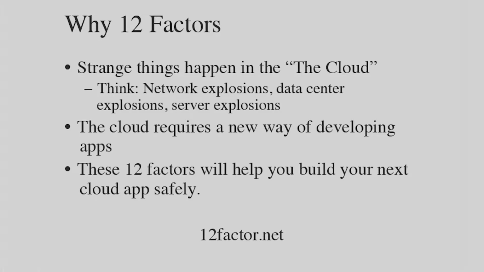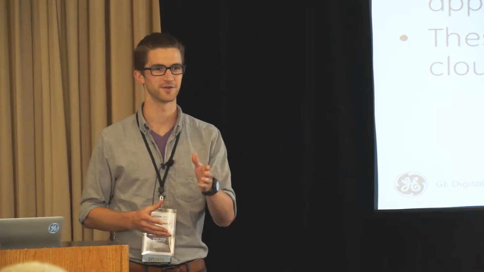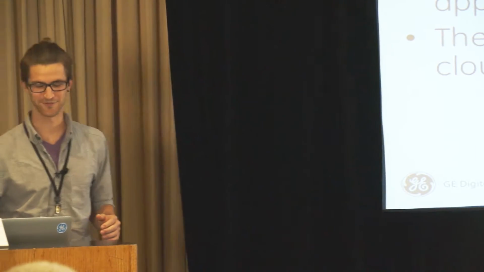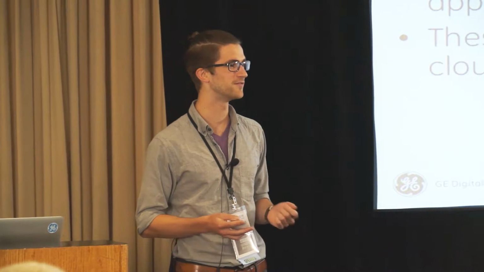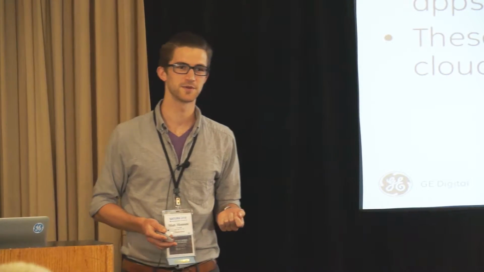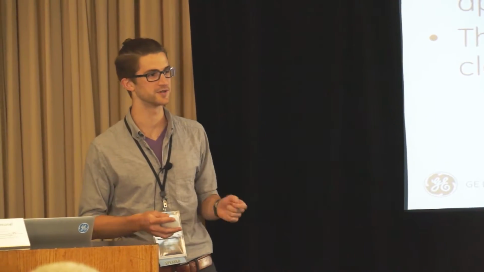So why 12 factors? Strange things happen in the cloud. Lots of explosions. Network explosions, server explosions, data center explosions. How many of you have built an app with a cloud infrastructure before? A couple brave souls. All right, for those of you who haven't done it, things happen in the cloud that you may not expect and you may have no control over. So you need to build your app to be a little more robust than usual. You don't get to control the infrastructure. And then again, these 12 factors will help you do this safely. So what level is your app?